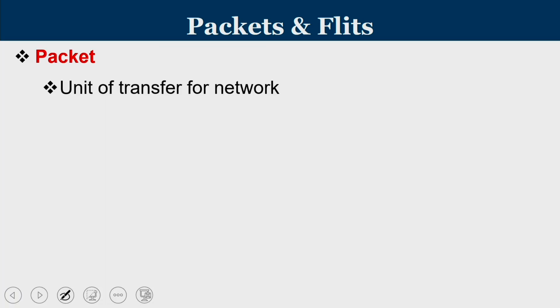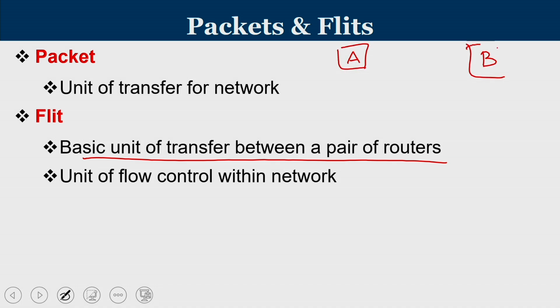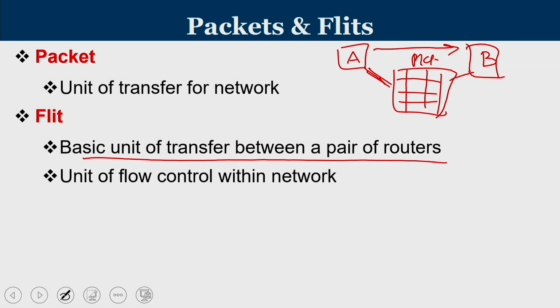Now, a packet is a unit of transfer for the network, but a FLIT is the basic unit of transfer between a pair of routers. Let us say A and B are two tiles which want to communicate through a network. What you send from A to B is a packet. But the underlying bandwidth that connects A to B, which passes through multiple smaller routers, cannot take the packet in one go. So, they divide the packet into smaller units. The basic unit that can be exchanged between a pair of routers is known as a FLIT.